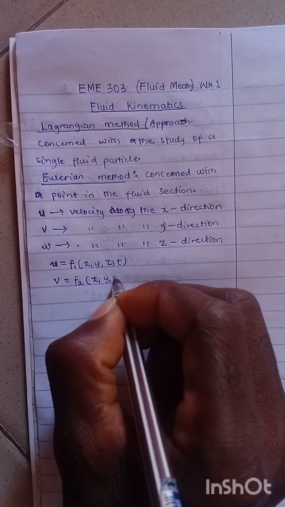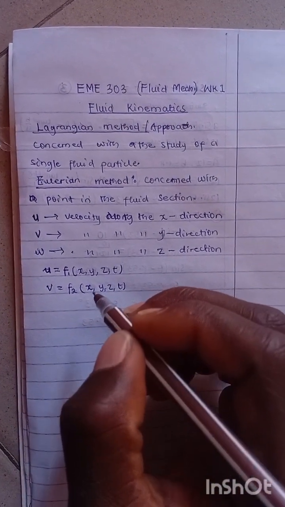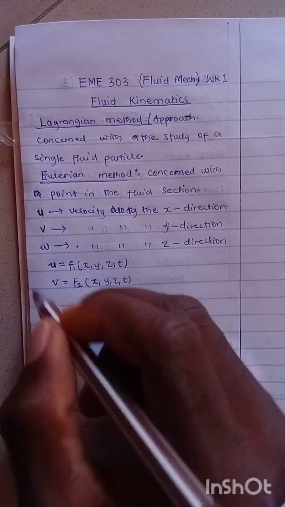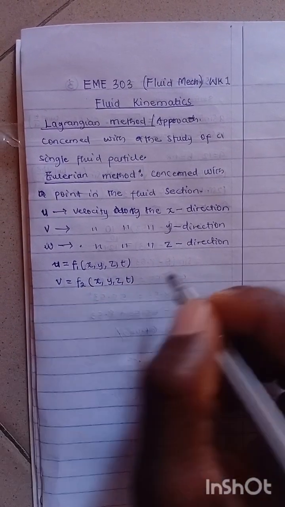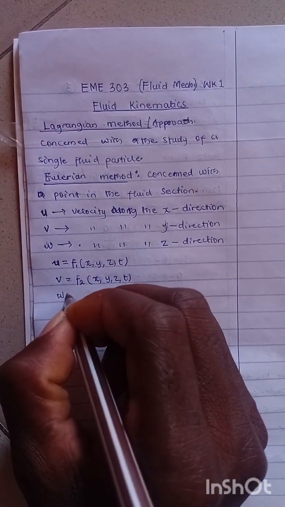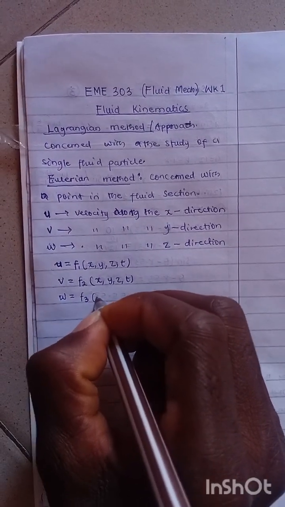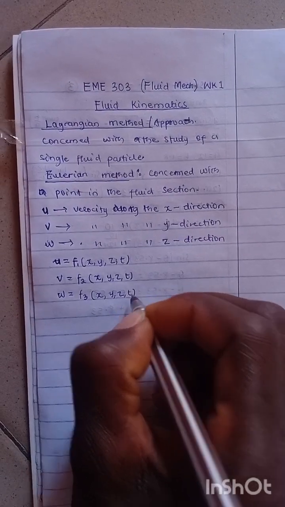y, z, and t as well. Now, using the second function, because this might not necessarily be the same function. The law governing the velocity along the x direction, which is u, might not be the same as that governing it along the y direction. So similarly, w is equal to a third function of x, y, z, and t.